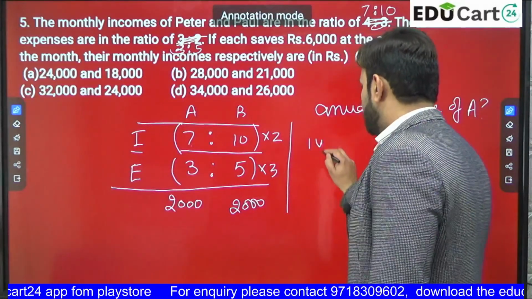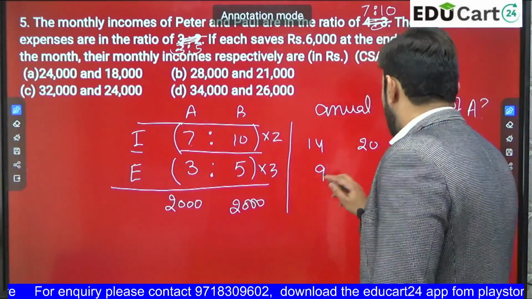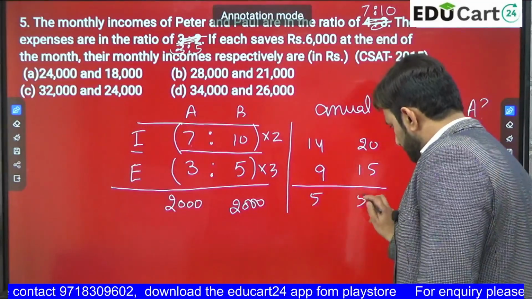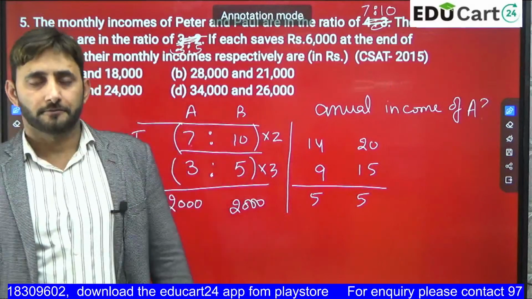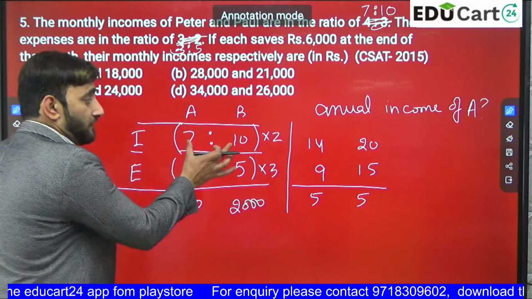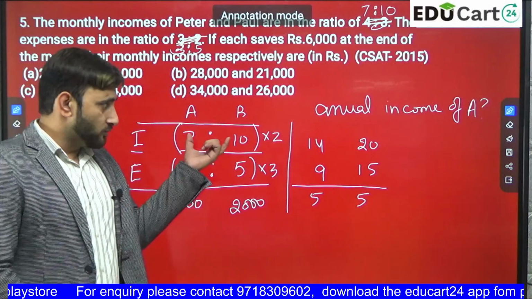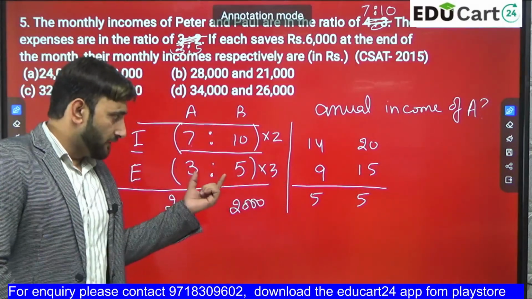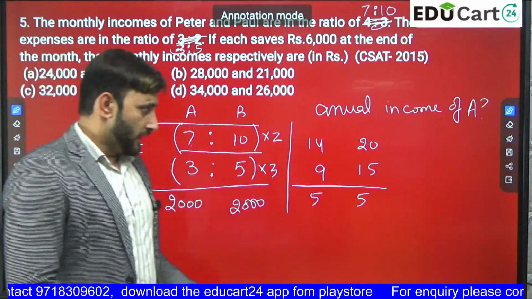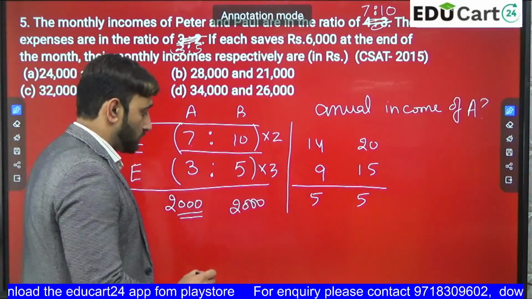So I am writing here. Incomes will be 14 parts and 20 parts. Expenditures will be 9 parts and 15 parts. Now their savings will be 5 parts each. Look, whatever the difference is above, multiply it below, and whatever the difference is below, multiply it above. Here the difference was 3, so I multiplied here by 3. Here the difference was 2, so here I multiplied by 2. We did it in reverse. Now each of them saves 5 parts, and 5 parts is equal to 2,000.